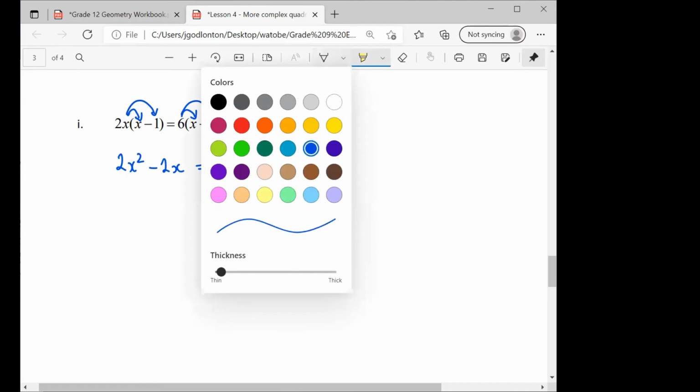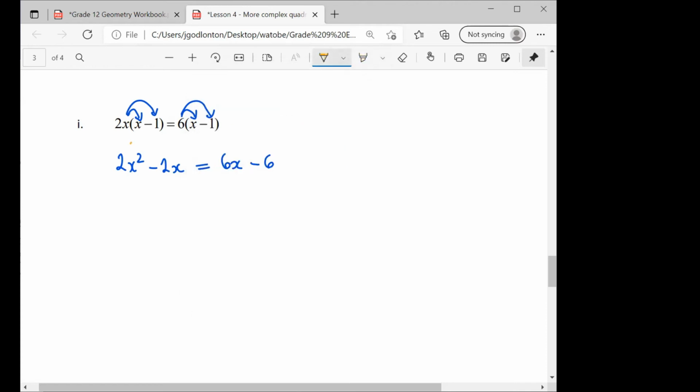Next step. We have an x squared, which means it's quadratic, which means we need to move everything to one side and make it equal to 0. So 2x squared minus 2x minus 6x plus 6 is equal to 0. These two are like terms, so I can subtract them. So 2x squared minus 8x plus 6 is equal to 0.